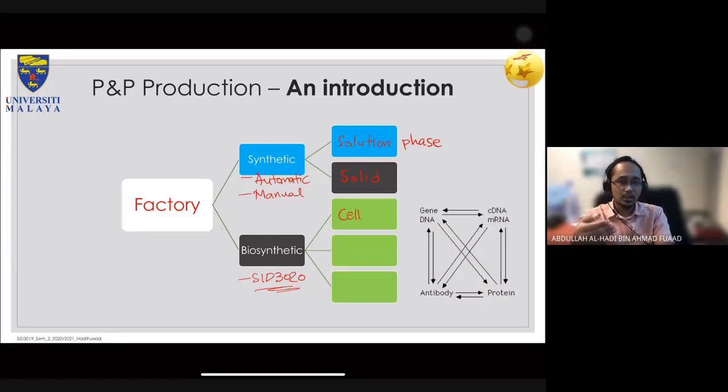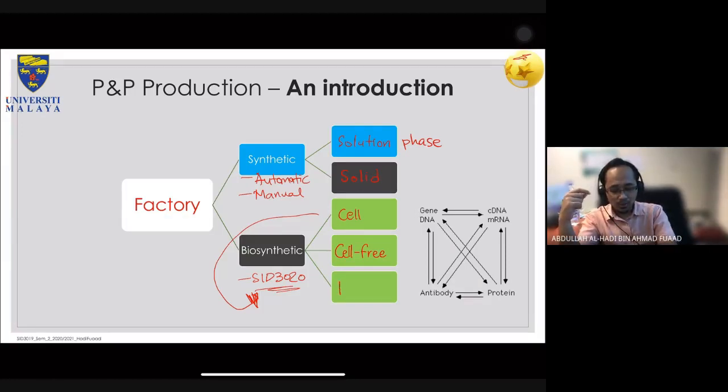Okay, the first one is a cell-based synthesis. So the cell-based synthesis is more or less related to the ones I've already covered in SID3020. Okay, so we're going to look at the technology in kind of like a brief. Second one is a cell-free synthesis, meaning that you actually do not need to use a cell per se. Okay, so you do not need to use a living cell to actually produce your proteins or peptides.